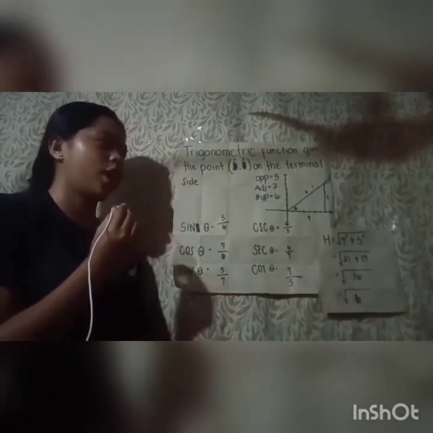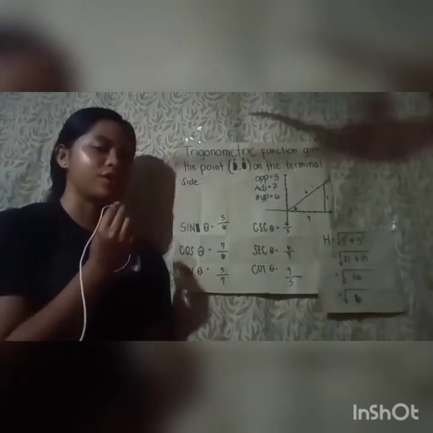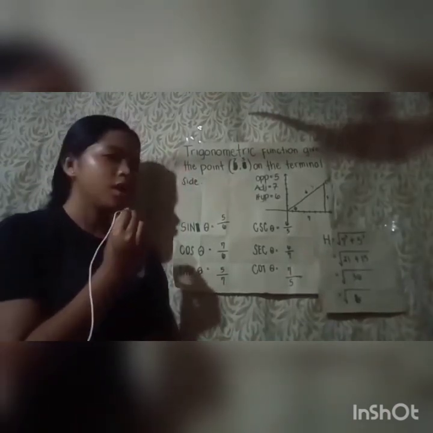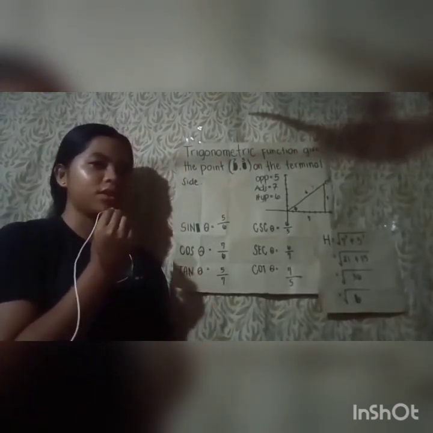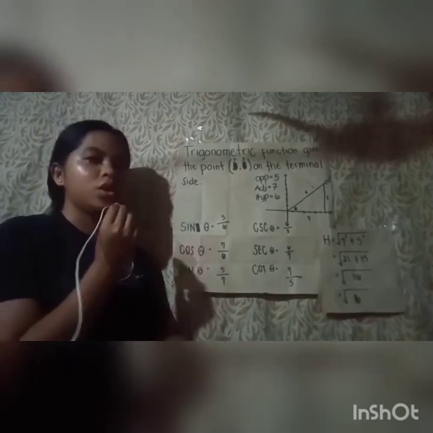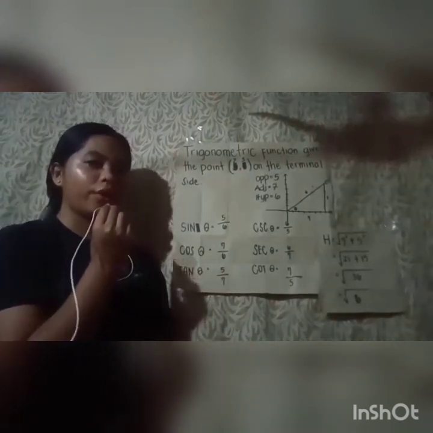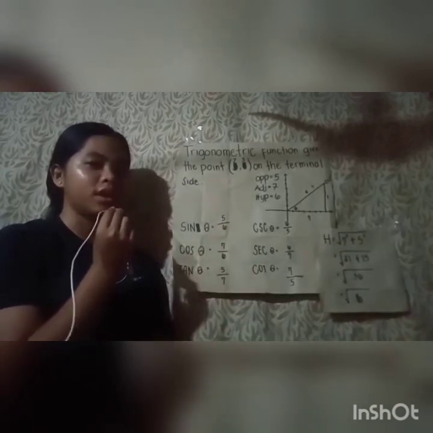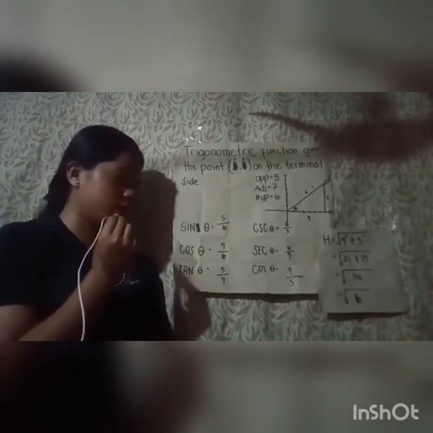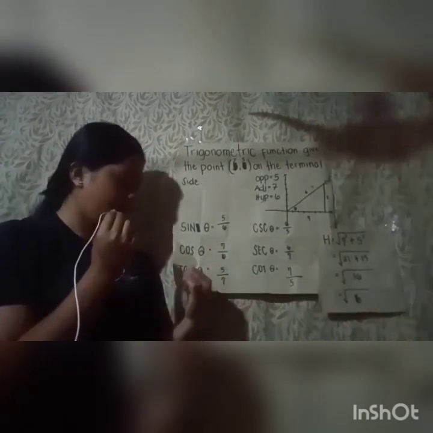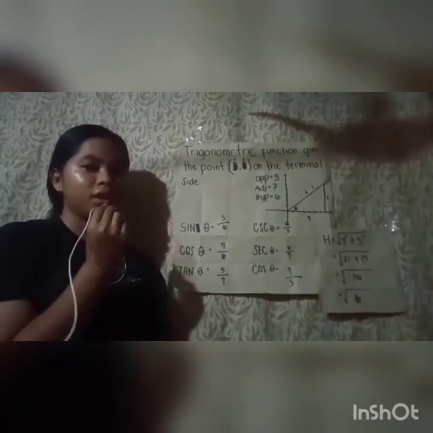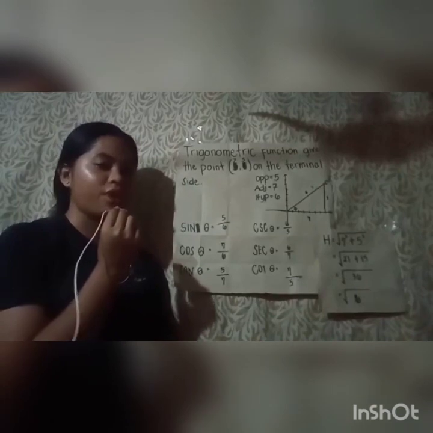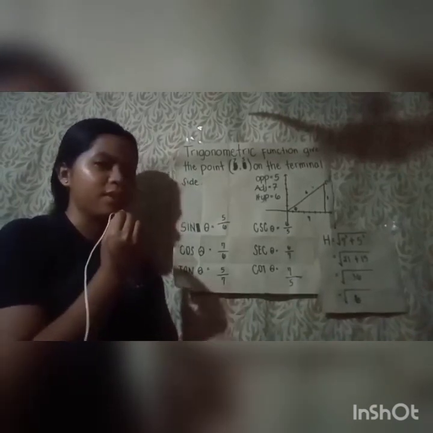So now that we have found our hypotenuse, we need to move forward to the function values. The sine of theta is going to equal the opposite over hypotenuse. The cosine of theta is adjacent over the hypotenuse. And the tangent of theta is opposite over adjacent, that is 5 over 7.